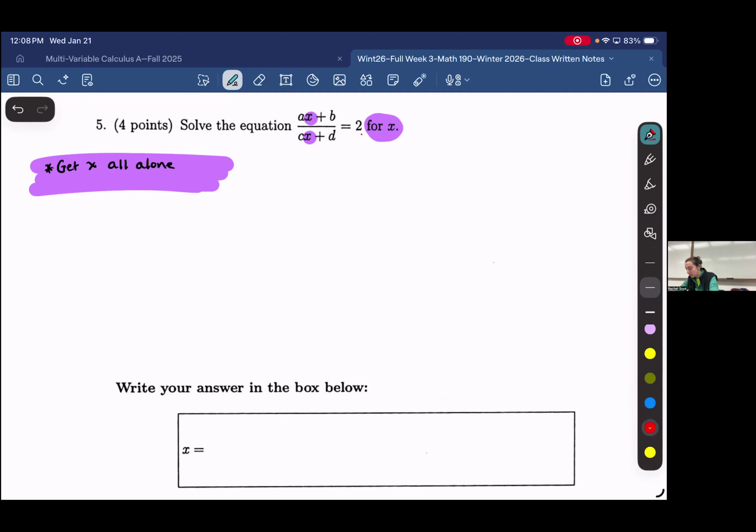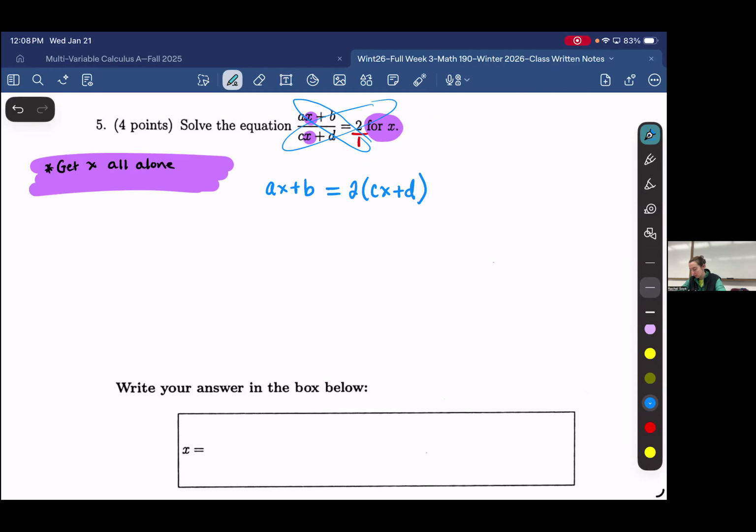Well, I can make 2 a fraction, 2 over 1, and then I can jump straight into the whole butterfly method of cross multiplication. So we're looking at ax plus b times 1. That's just ax plus b, is equal to 2 times cx plus d. We don't have any more fractions.